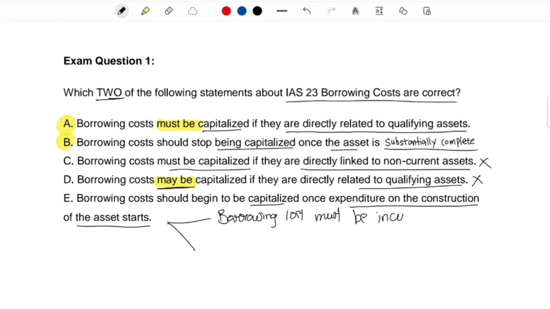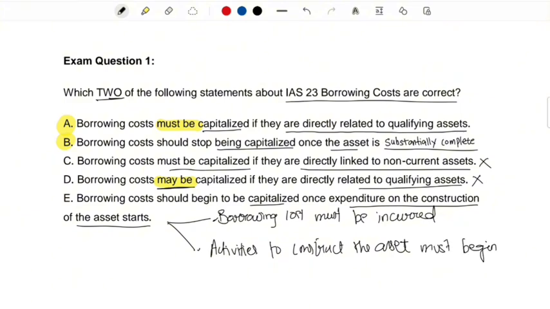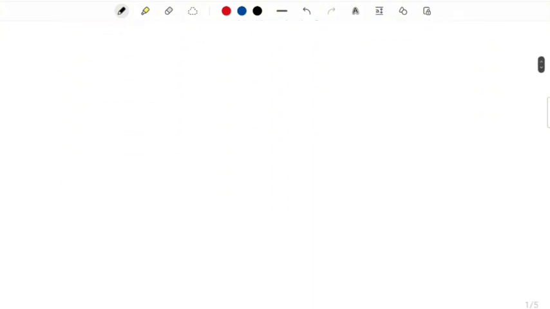And condition number 3 is that the activities to construct the asset must begin. So these are the 2 other conditions that must be met along with the condition which is already given in the statement. So all 3 of these must be met for the borrowing cost to be capitalized. So it is not limited to only one condition. So that is why E is not our option. I hope this is clear, and this might have cleared a lot of points and would also have helped you to revise IAS 23. Let's move to question number 2.